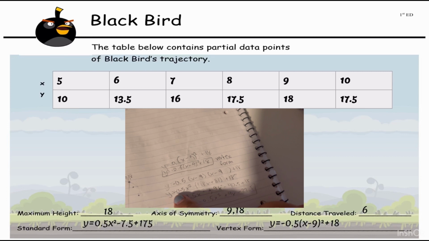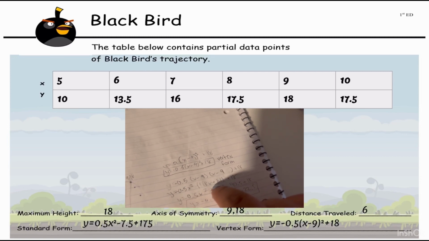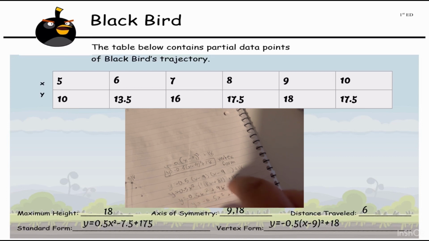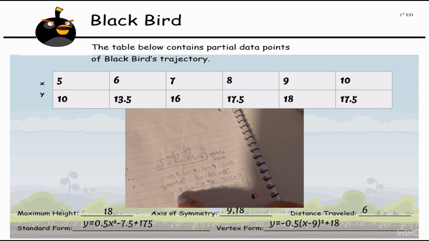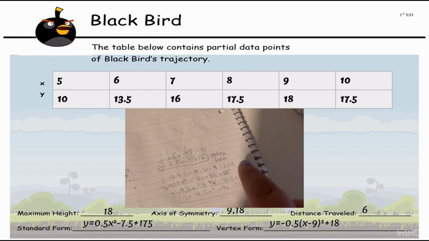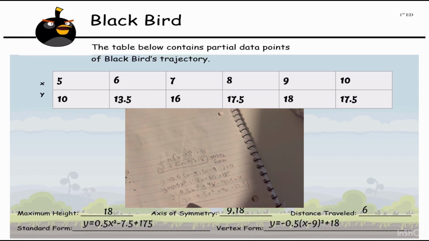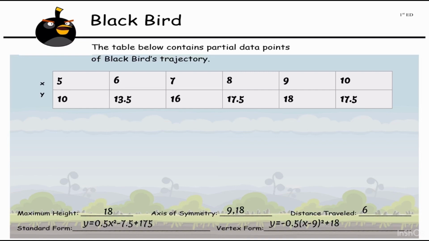And that turned into y equals negative 0.5 times (x squared minus 18x plus 81) plus 18. And then that simplified to y equals negative 0.5x squared plus 9x minus 40.5 plus 18. And then my final answer for my standard form is y equals negative 0.5x squared plus 9x minus 22.5.